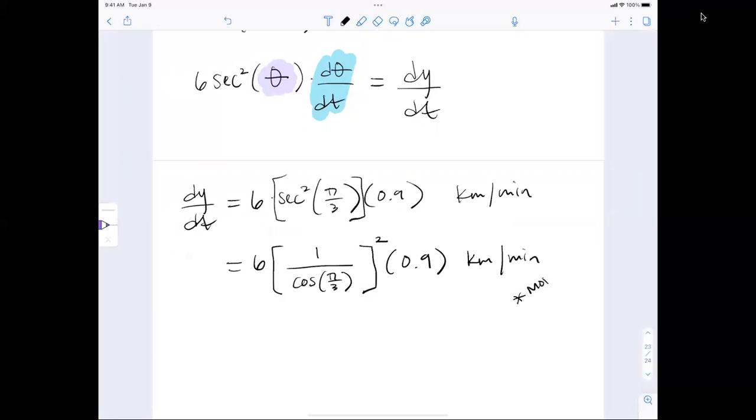So you would hit the mode button and make sure that radians is highlighted. Or you are a unit circle pro and you go, oh, cosine of pi over 3 is 1/2. So 1 divided by 1/2 is just 2. 2 squared is 4. So that's actually 6 times 4 times 0.9, which ends up being 21.6.